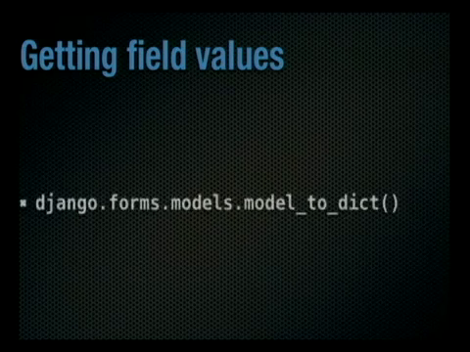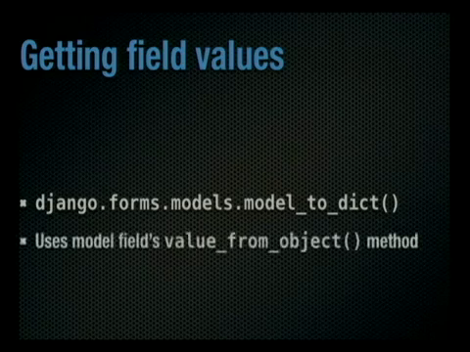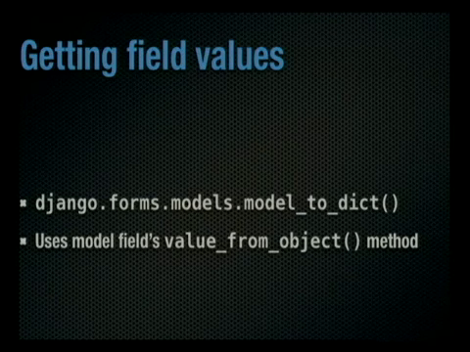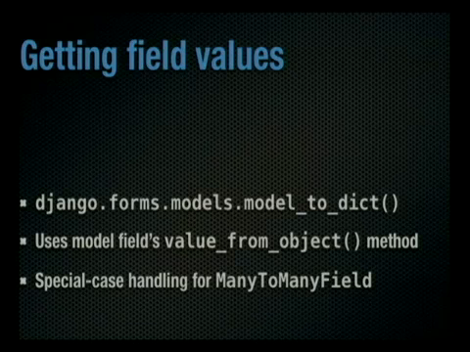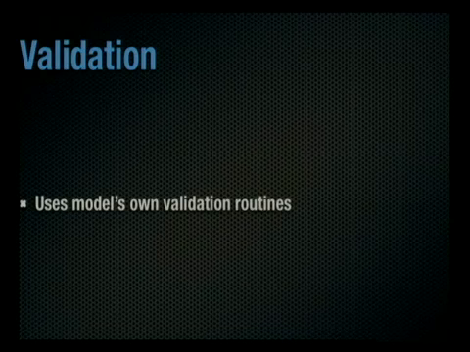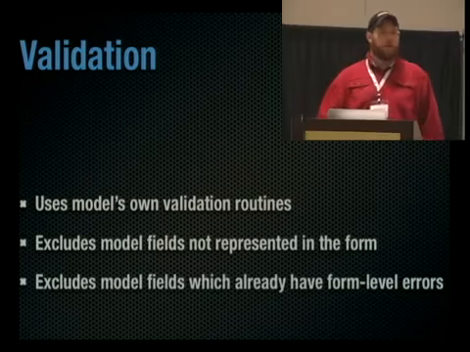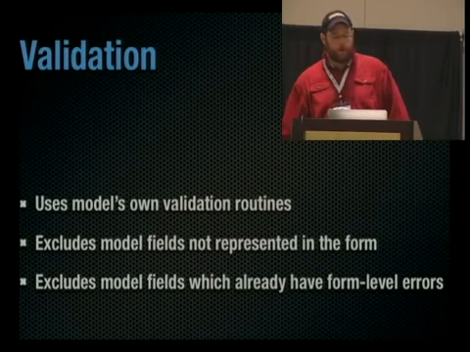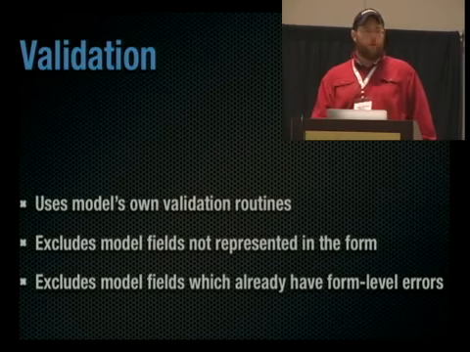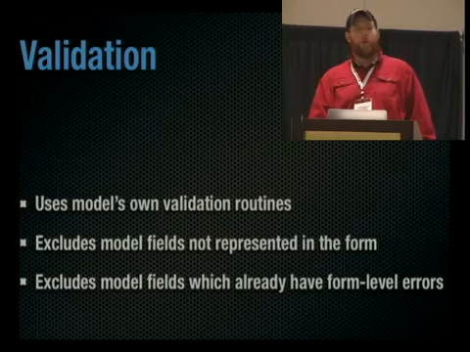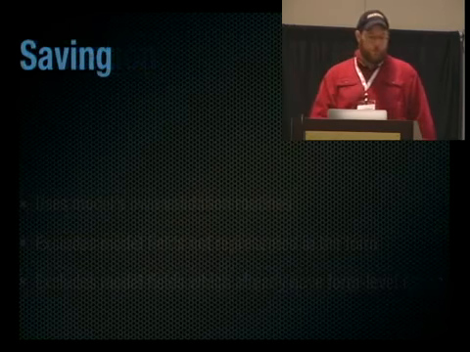For field values to go into the form, there's a method called model_to_dict. It uses each model field's value_from_object method. We had that a little while back in one of the examples of model introspection. There is some special case handling there for many-to-many fields. Validation of a model form actually uses the model's validation routines in addition to its own. It does not keep track of validation on any model fields that aren't in the form, and excludes any model fields which already have errors as a result of form validation.